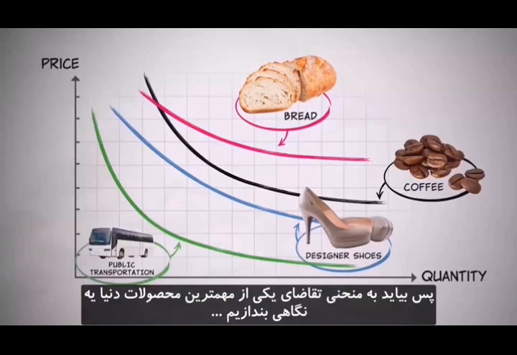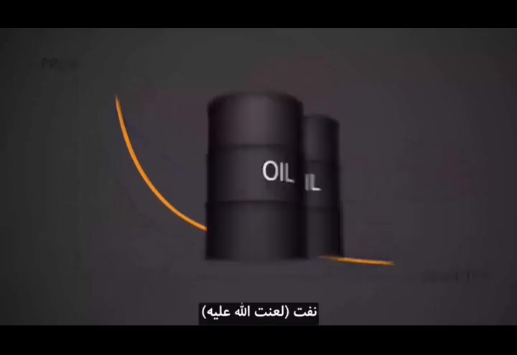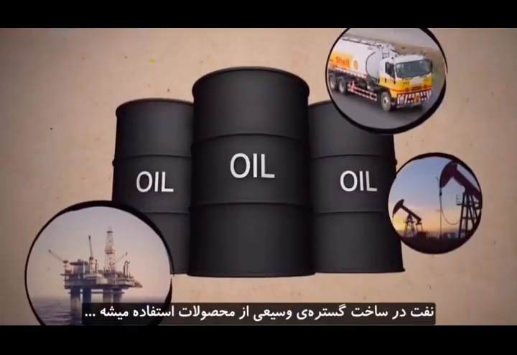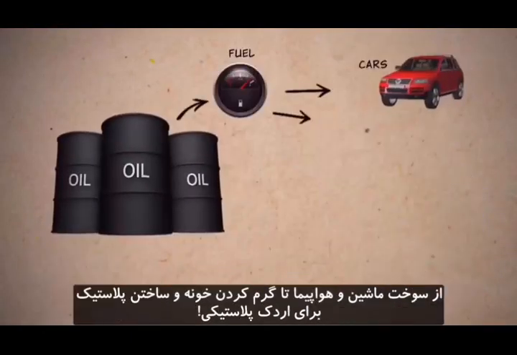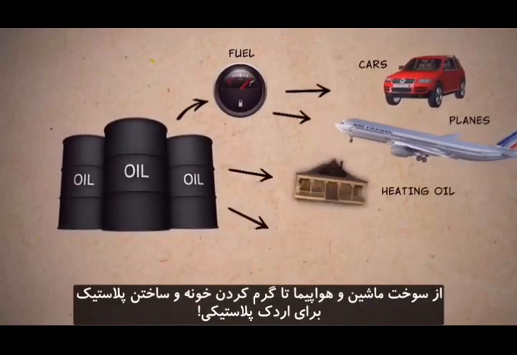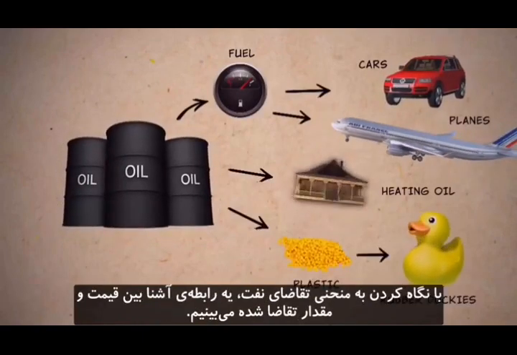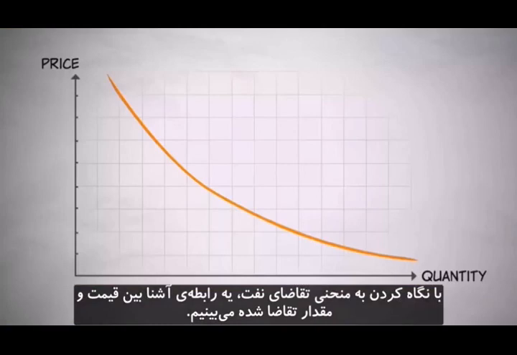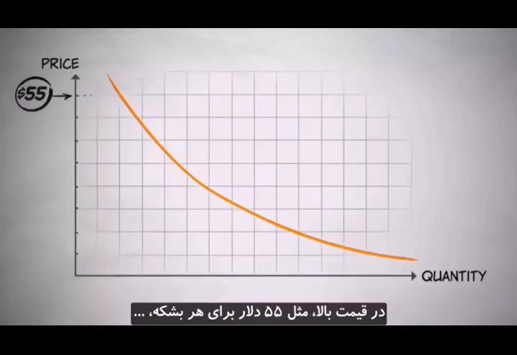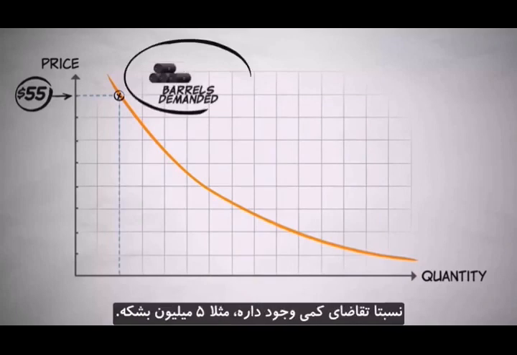So let's look at the demand curve for one of the most important products in the world, oil. Oil is used in a wide variety of products, from fueling cars and planes to heating homes and making plastic for rubber duckies. Looking at the demand curve for oil, we see a familiar relationship between price and the quantity demanded. At a high price, $55 per barrel, there's a relatively low demand, let's say 5 million barrels.